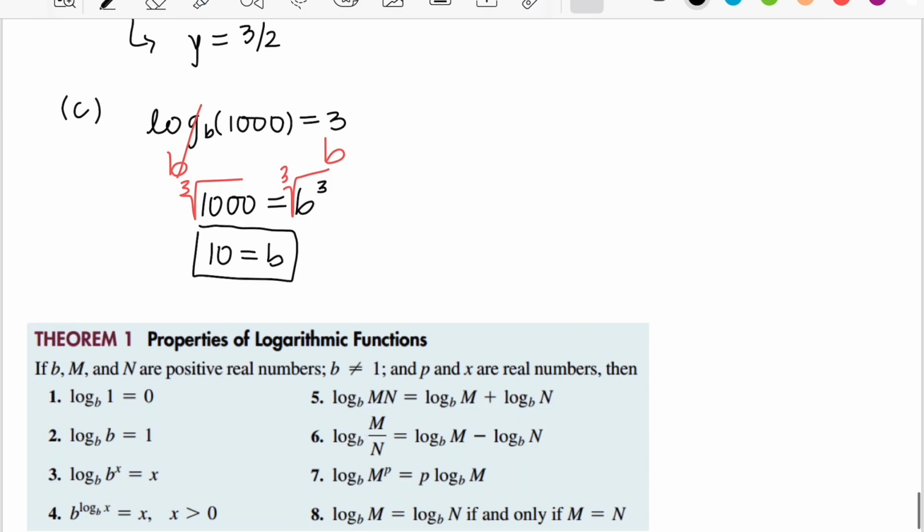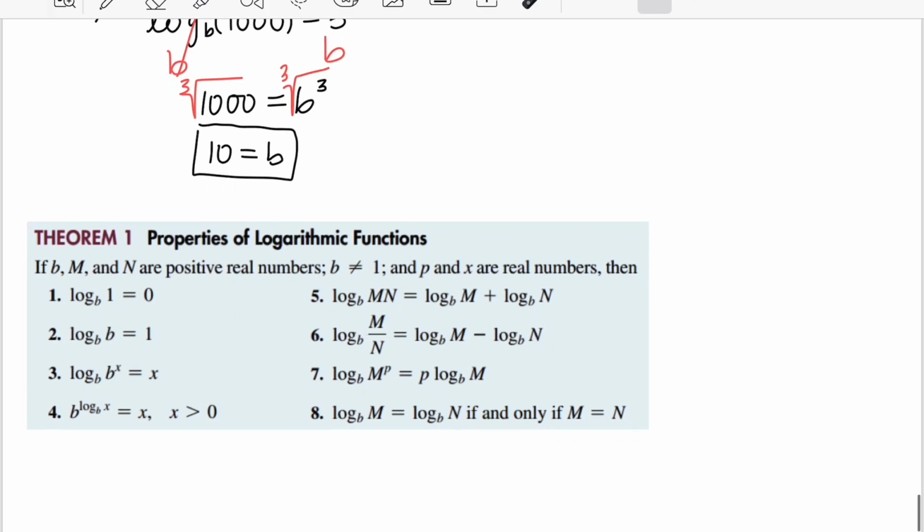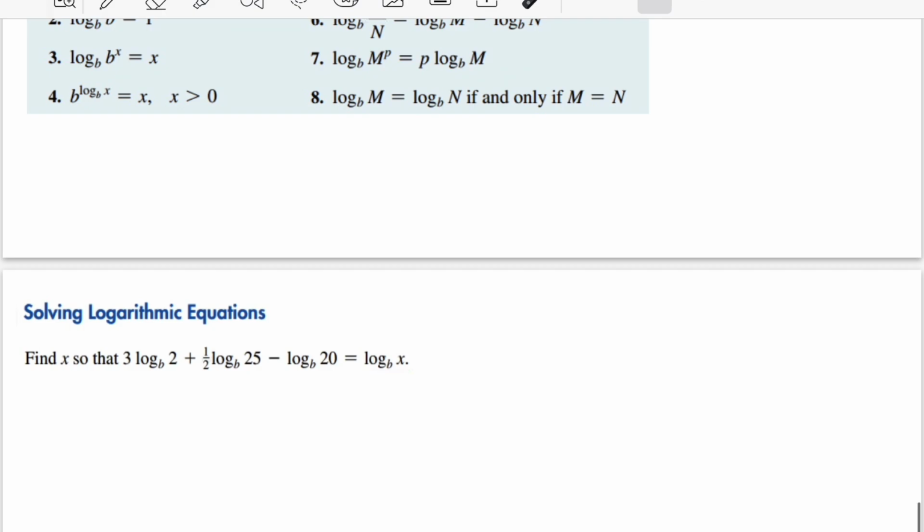Now let's talk about some properties of log functions. These are going to be very important when working with log functions in general. So be sure to look these over, and we'll look at a few examples in order to illustrate these properties. So let's look at this example here.